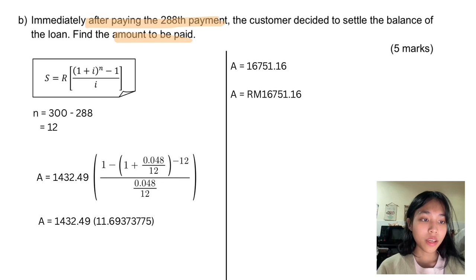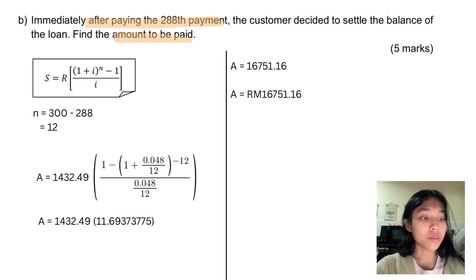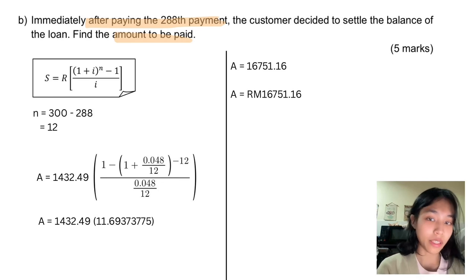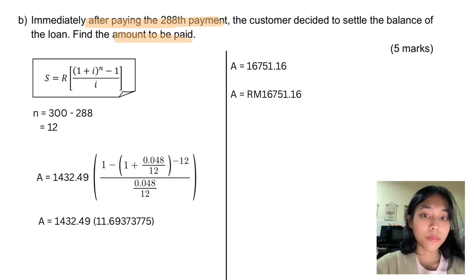For question B, immediately after paying the 288th payment, the customer decided to settle the balance of the loan. Find the amount to be paid. So the first step we have to do is highlight the keywords, which are after paying the 288th payment and also amount to be paid. So we are going to use the same formula from question A, which is the present value formula.